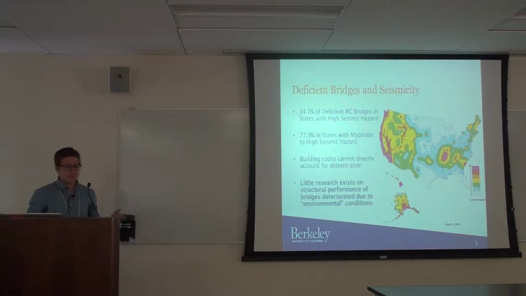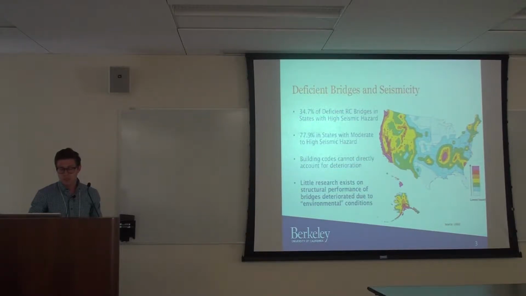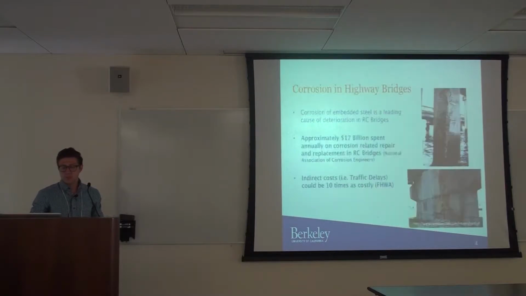And if we look at a map of seismicity, we can see that over 30% of the deficient bridges are in high seismic areas, and 77.9% with moderate to high seismic hazards. And really, there's a lack of data on how these corroded and deteriorated bridges will perform under seismic events. And so that's kind of where this research comes from.